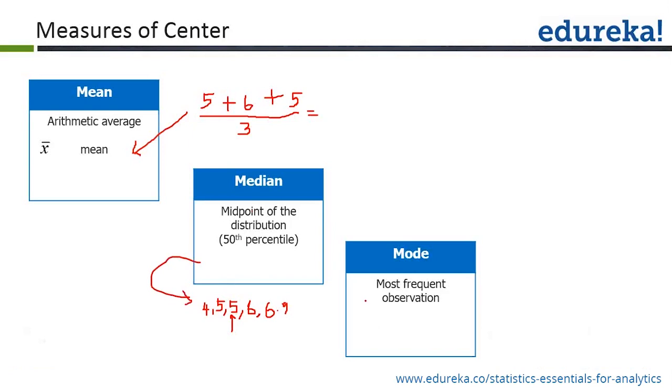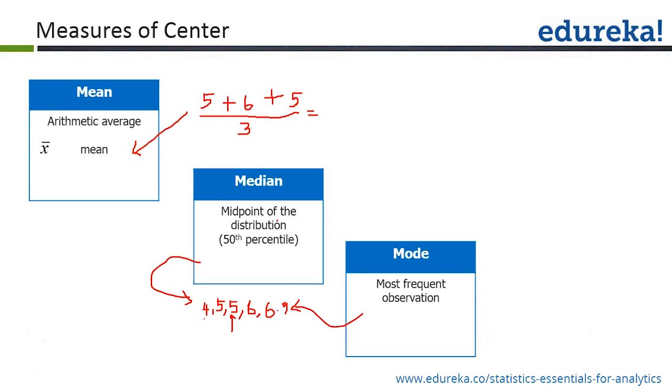And the last concept related to measures of center is called the mode. If you take this example, mode talks about the most frequent observation. So in this example, the mode is basically the number 5. Why? Because 5 is occurring the most number of times.